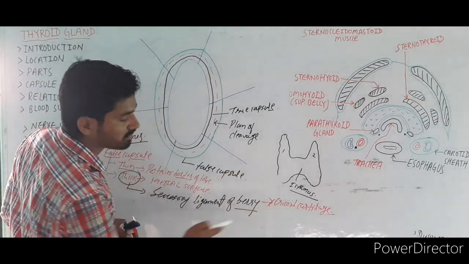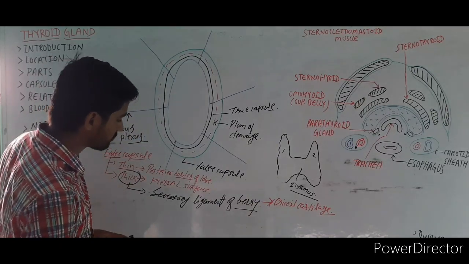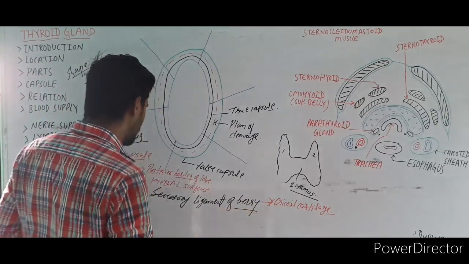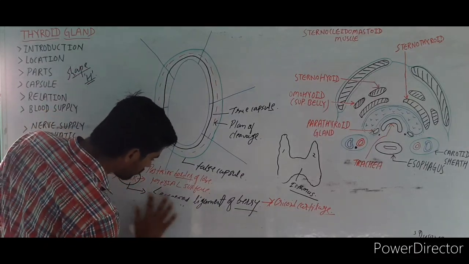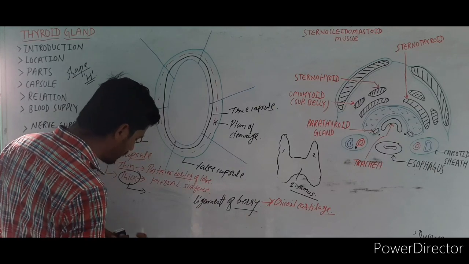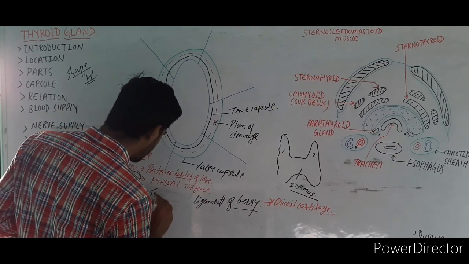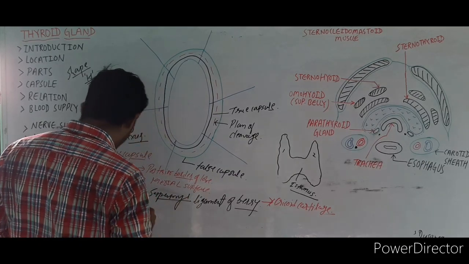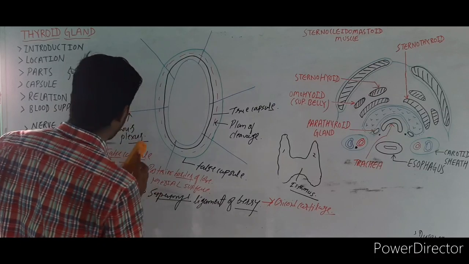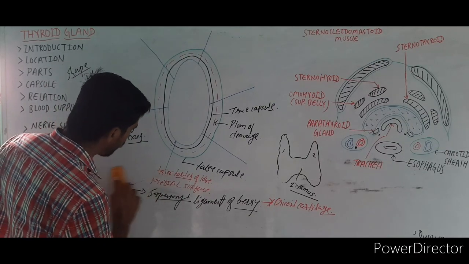So if the examiner asks which of the following structures connects the thyroid gland with the cricoid cartilage, your answer is the suspensory ligament of Berry. You can write the answer as the suspensory ligament of Berry, right? So these are the special features of the false capsule.